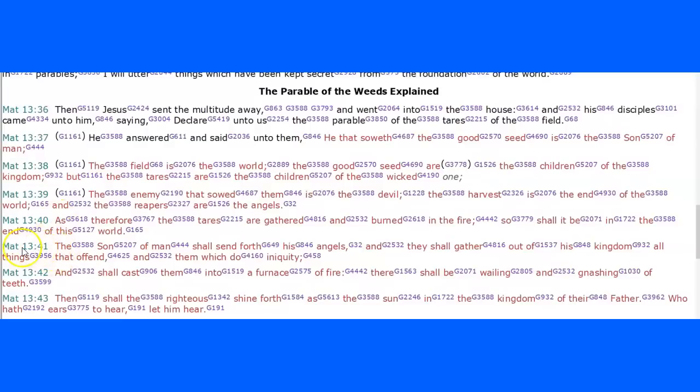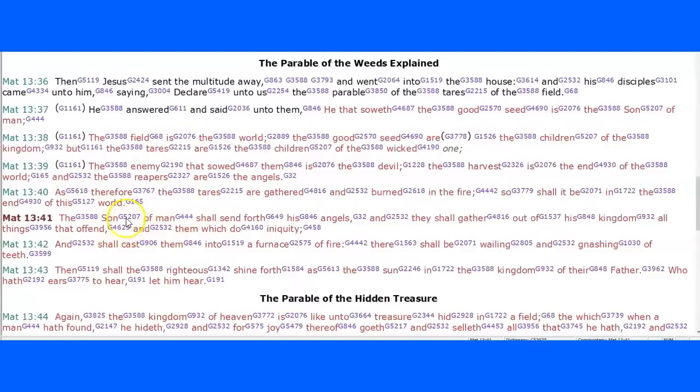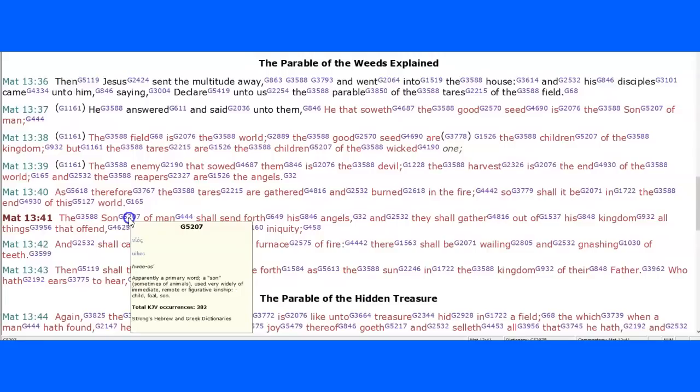And then if we look at Matthew 13:41, the Son of Man shall send forth his angels, and they shall gather out of his kingdom all things that offend, and them which do iniquity. Guys, what does that mean? Who goes first? This Son, if you hover over the G5207, let me pull this down where the whole thing can get in. Again, that will give you the Greek word 5207. If you click there, it's a primary word, a son. Sometimes of animals, used very widely, of immediate, remote, or figurative kinship. Child, foal, or son, a human.